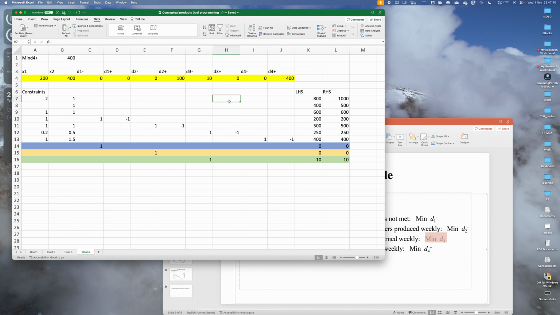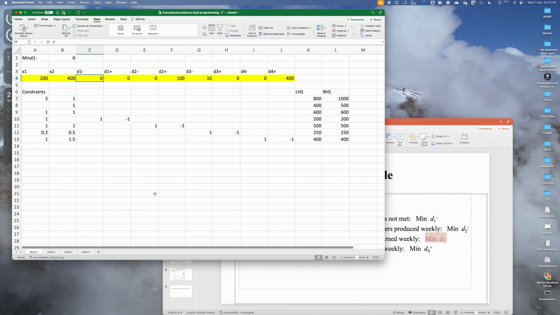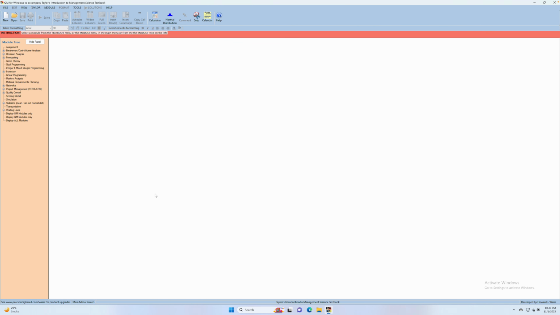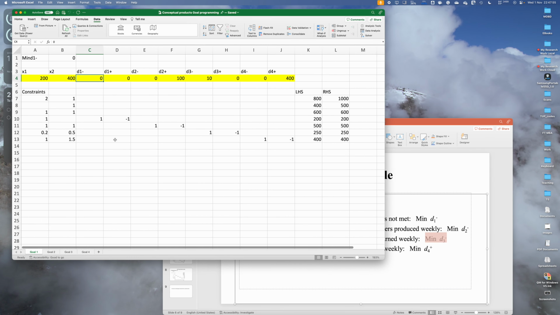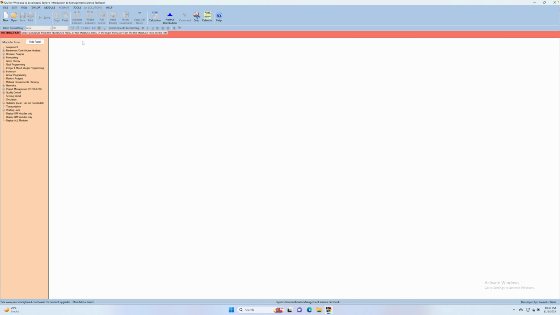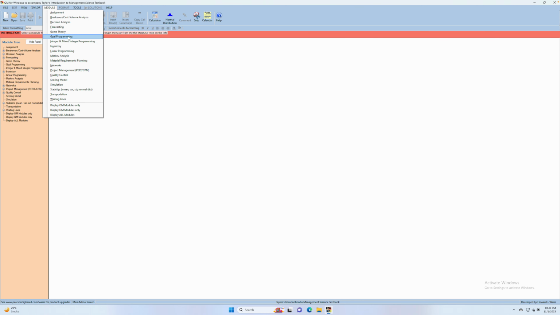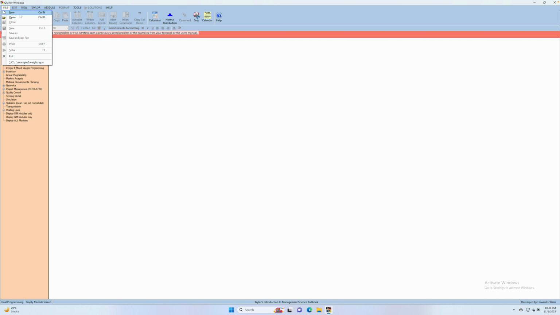Now, in order to solve this problem in QM for Windows, I'm going to show you using this particular platform. It is relatively easy in QM for Windows to solve goal programming. You need not do this iterative process again and again. So in QM for Windows, go to Module, and here you will see Goal Programming. Now click on New. If you do not see New here, just click on File and New.